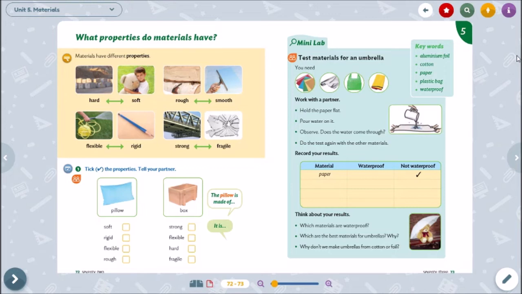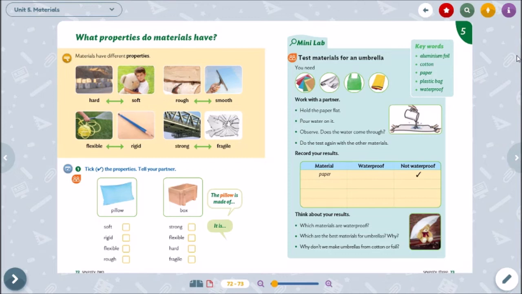So a material doesn't just have one property. It can have more than one property. Something that is strong can also be hard, can also be rigid, and it can also be smooth. Or maybe something that is flexible can be soft and smooth or soft and rough. So a material doesn't just have to have one property.